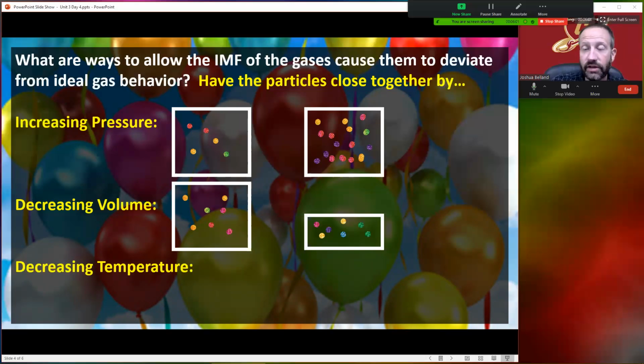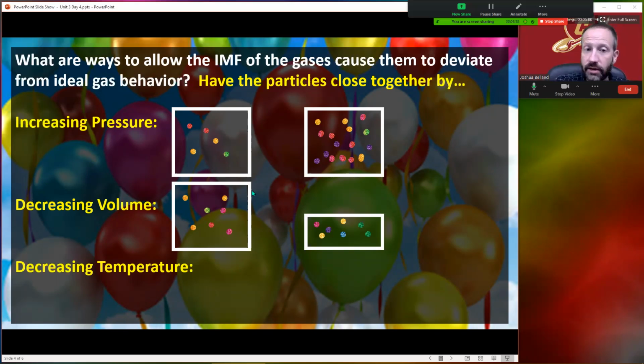Say I would expect, if this is a pressure of 1 atmosphere and this is a pressure of 10, I would think in real life I wouldn't hit a pressure of 10 atmospheres. I'd hit a pressure of like 9.9. They're pulling themselves together more, not hitting the walls as hard. For the same amount of molecules, the pressure is going to be less than we would predict with the ideal gas law. Another way to get them closer to each other is by decreasing the volume.